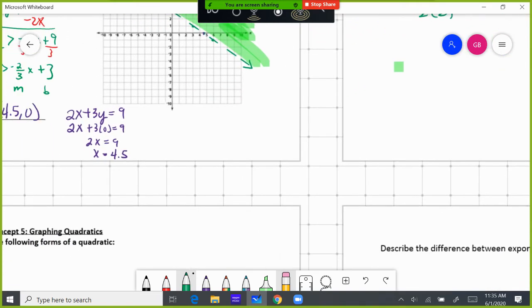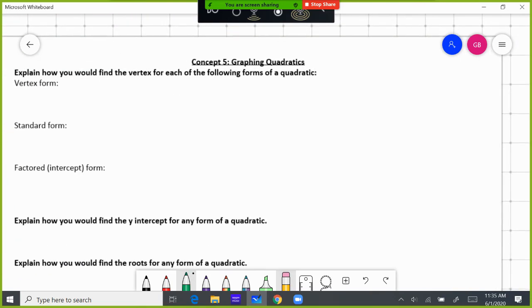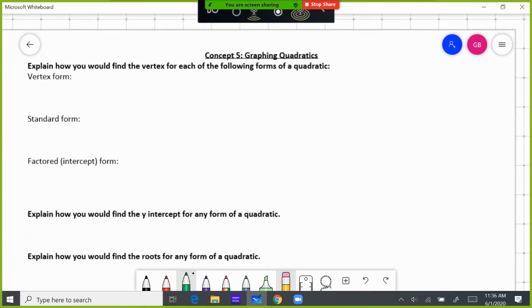Let's continue moving on. Concept 5. Graphing quadratics. Explain how you would find the vertex of each of the following forms of a quadratic. So in vertex form, the equation looks like this. And the vertex would be h comma k. So whatever those numbers are, just remember that's the opposite of the number in the parentheses. The number outside the parenthesis is the same.